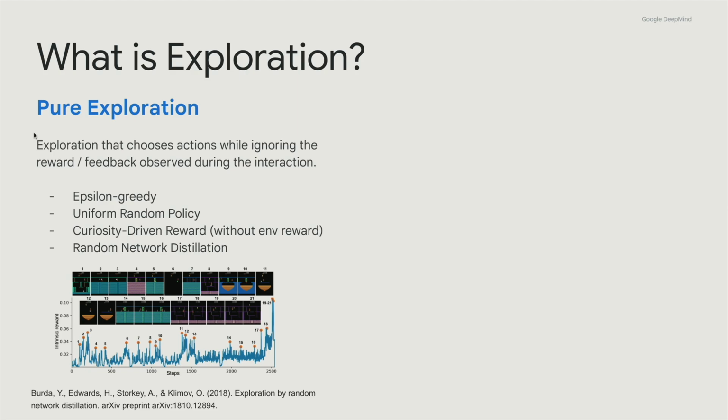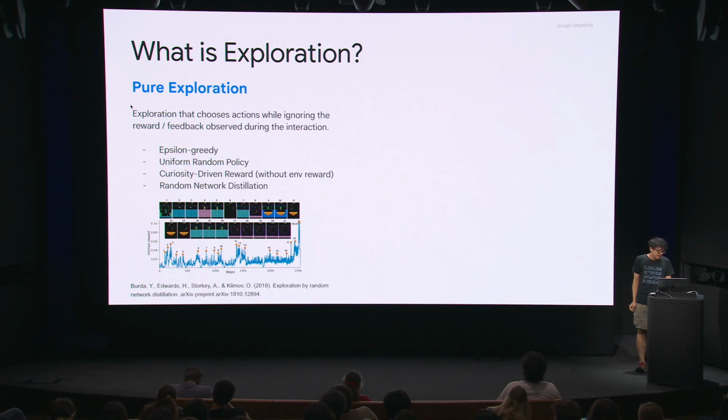Usually exploration is explained under two different setups. One is pure exploration, where we explore with some kind of fixed schedule. For example, in random exploration, we just try out each of the actions randomly. Or for epsilon greedy, we try out a random action with epsilon probability.